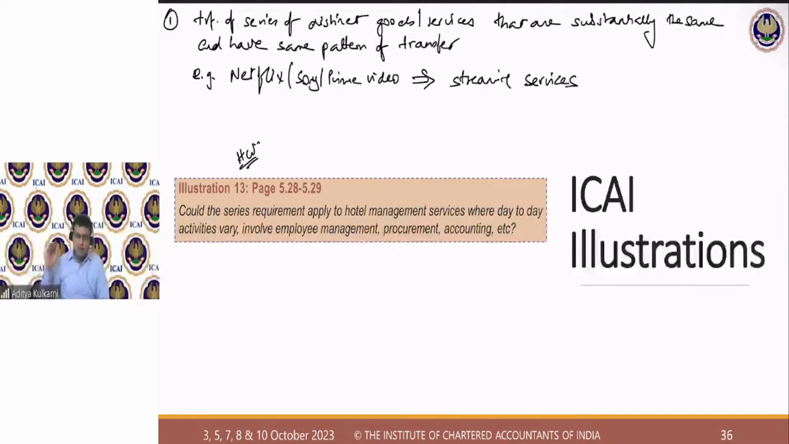Again, monthly billing done by Netflix has nothing to do with revenue recognition. Come out of billing, come out of payment. That is not the way to deal with your revenue recognition. Billing has no relationship with revenue. There is no relationship between invoicing and revenue recognition. Please understand that monthly billing is only a manner of collecting the money.